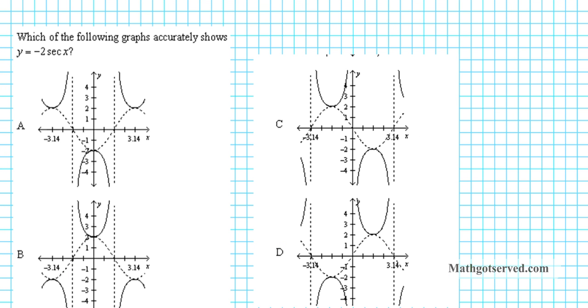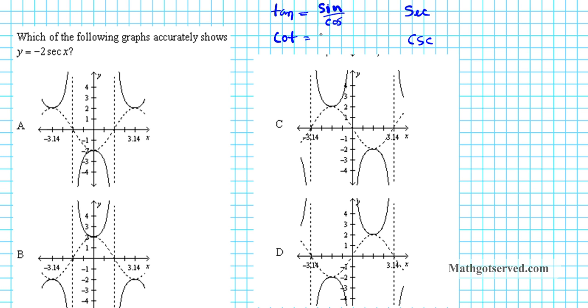Let's shift our attention to the next question. It says, which of the following graphs accurately shows y equals negative 2 secant x? So we have 4 asymptotic trig functions, and their asymptotes are determined either by sine or cosine. Okay, so let's go over those real quick. Yes, the 4 asymptotic trig functions are tangent, cotangent, secant, and cosecant. Okay, tangent is given by sine over cosine, which tells us that cosine determines its asymptotes.